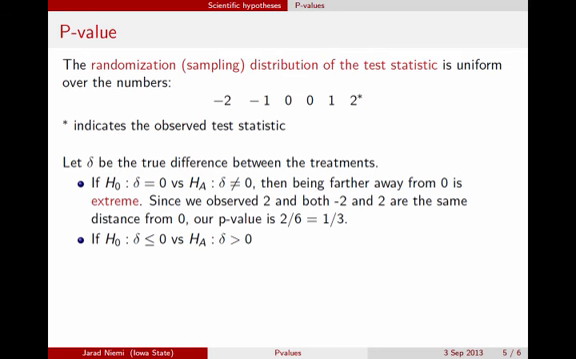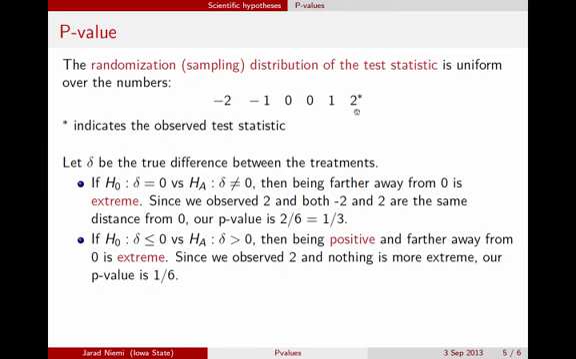Now if instead we had a one-sided hypothesis instead of the two-sided hypothesis, where the alternative says that we expect delta to be greater than 0, that is, we expect the plus group to be larger than the minus group, then being positive and farther away from 0 is extreme. Again, by extreme we mean giving more support to the alternative hypothesis. In this case, the only thing that's as or more extreme than 2 is just 2 itself.